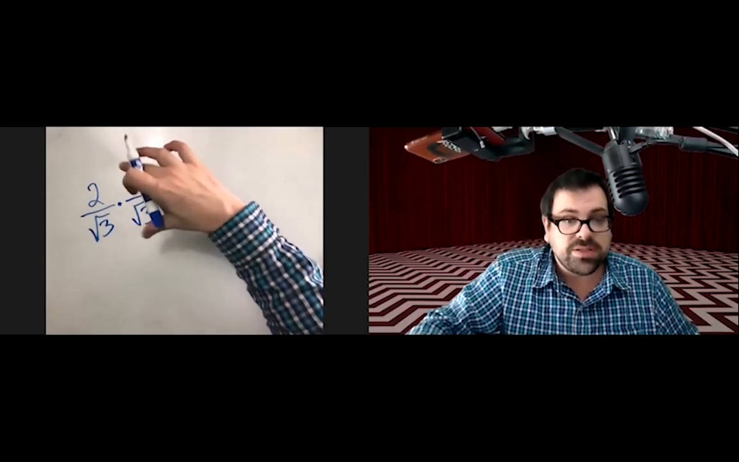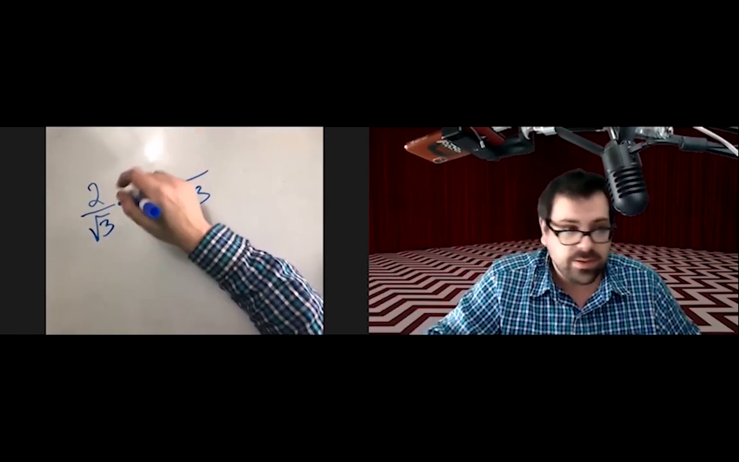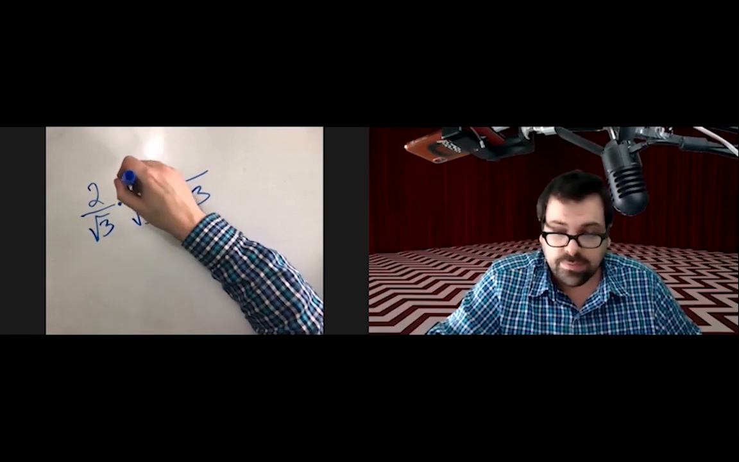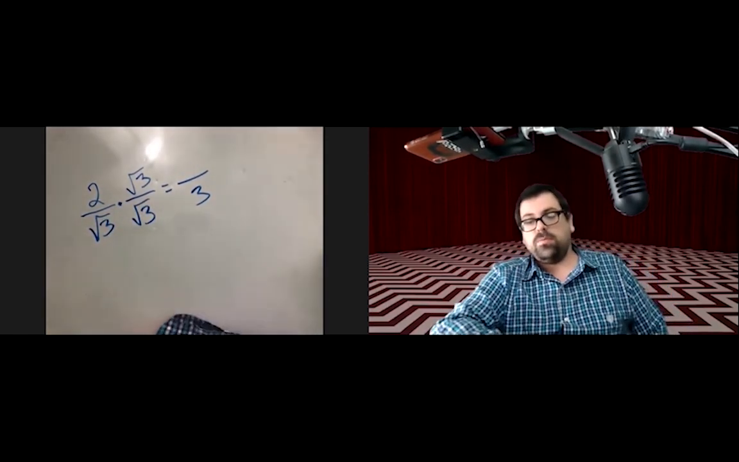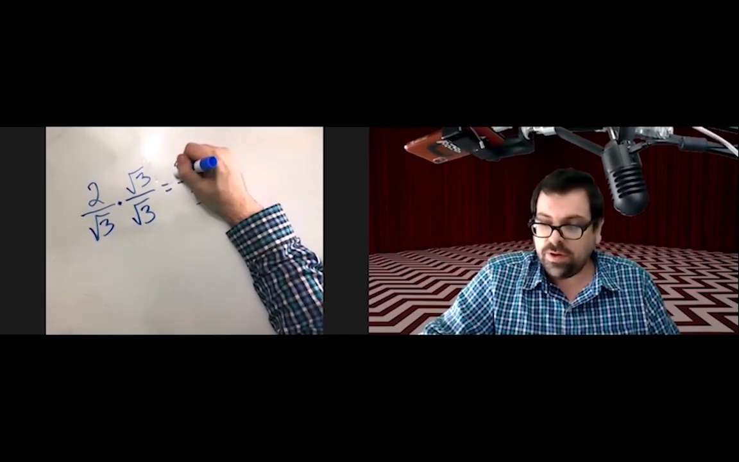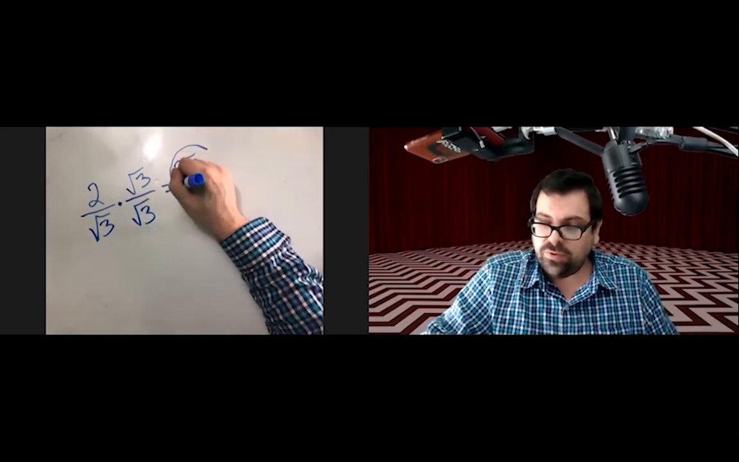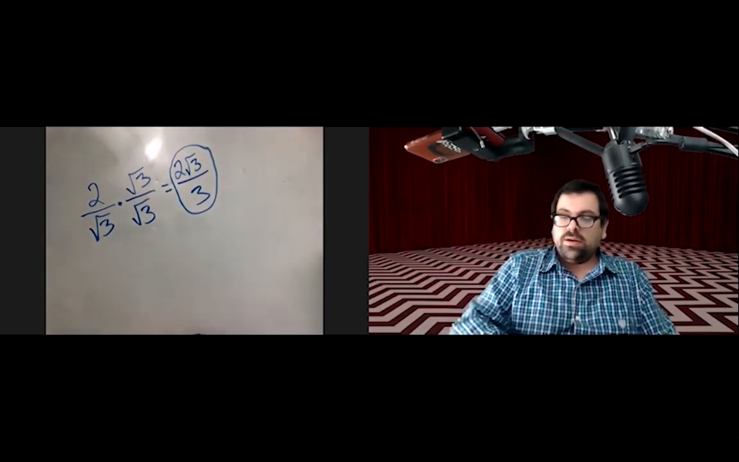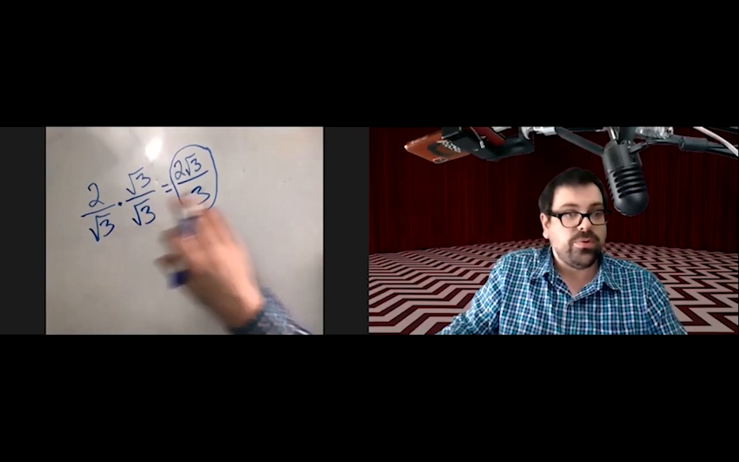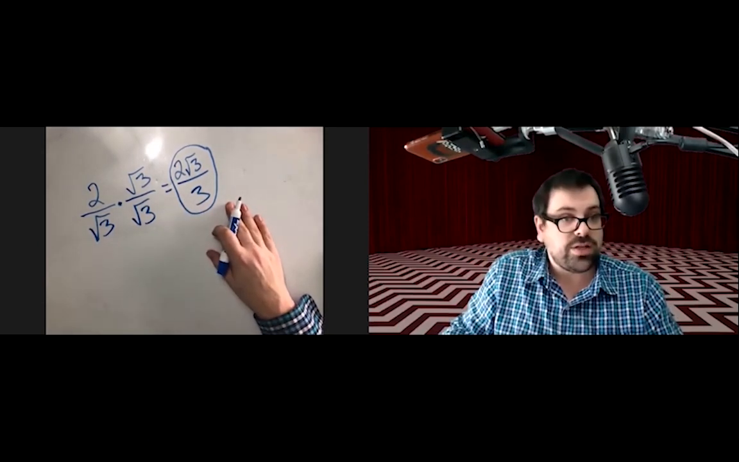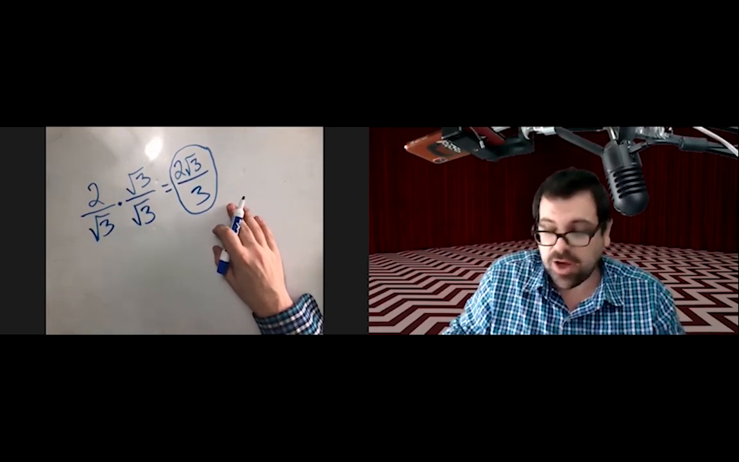And since we want to be multiplying by 1, radical 3 over itself. So 2 radical 3 over 3 would be 2 over radical 3 rationalized, with a rationalized denominator.